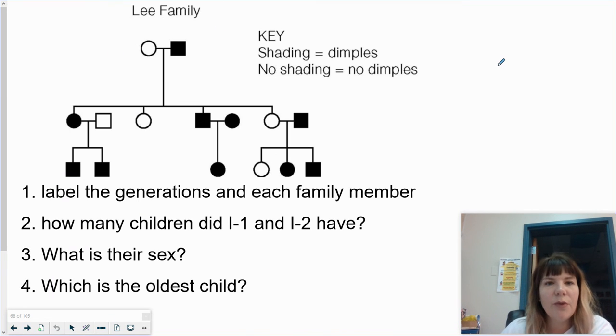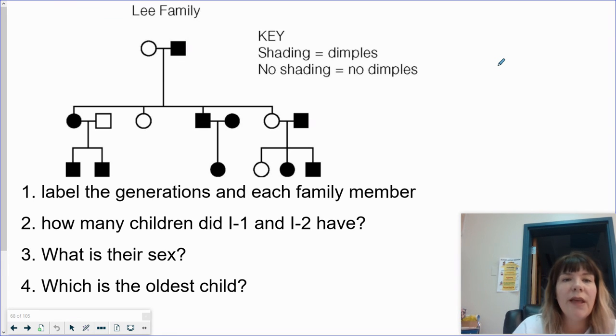So here is an example of what a pedigree actually looks like. This is the Lee family, and we have dimples and no dimples. You can see that shading means that the people have dimples, and no shading means no dimples. When you are reading a pedigree, it is important to understand what you are reading and how to read it. So we label generations.